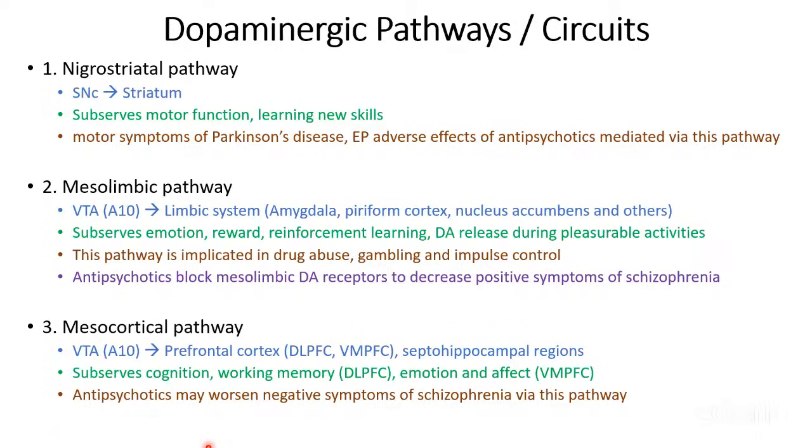And the third is the mesocortical pathway, which also starts from the ventral tegmental area to the prefrontal cortex, dorsolateral and ventrolateral prefrontal cortex. It subserves cognition, working memory, and the emotional and affect part. And antipsychotics may worsen the negative symptoms of schizophrenia via this mesocortical pathway. The fourth is tuberoinfundibular. Next slide.